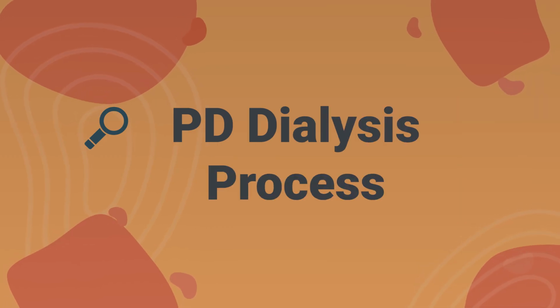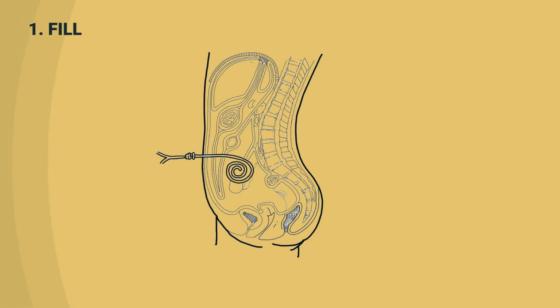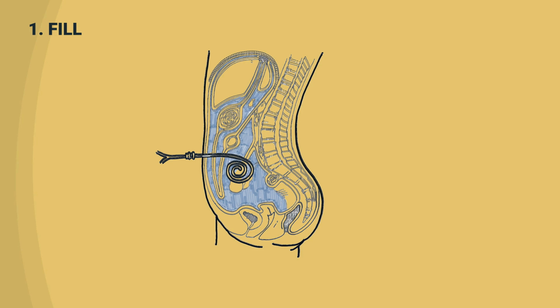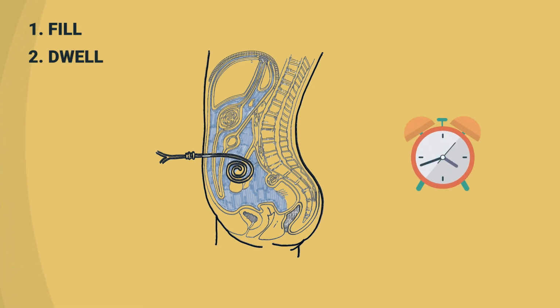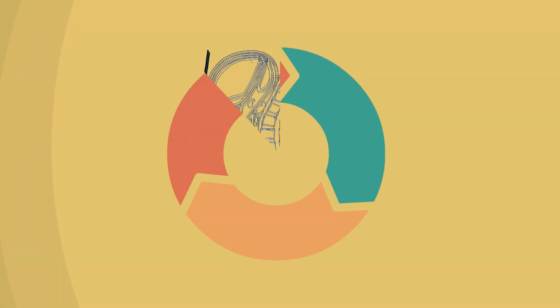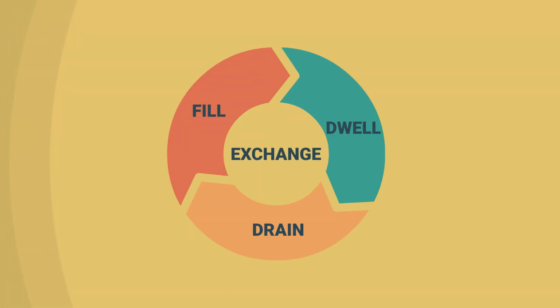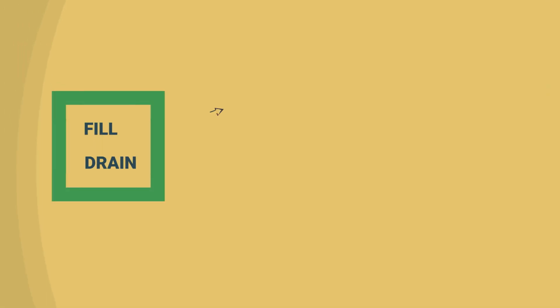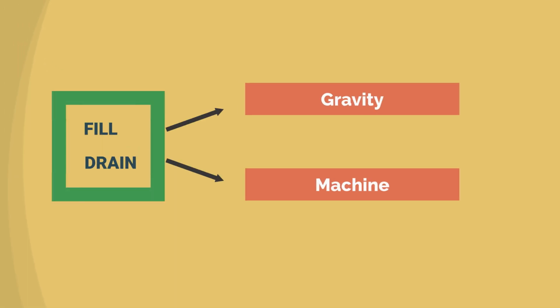PD dialysis process. First, fill the peritoneum with a special fluid called dialysate. The dialysate will sit there or dwell for a couple of hours. Once the dwell time is over, the fluid is drained. This process is called an exchange. The fill and drain can be done through gravity or a machine.